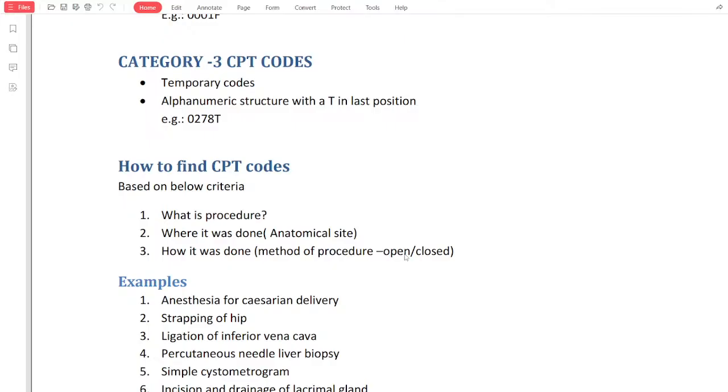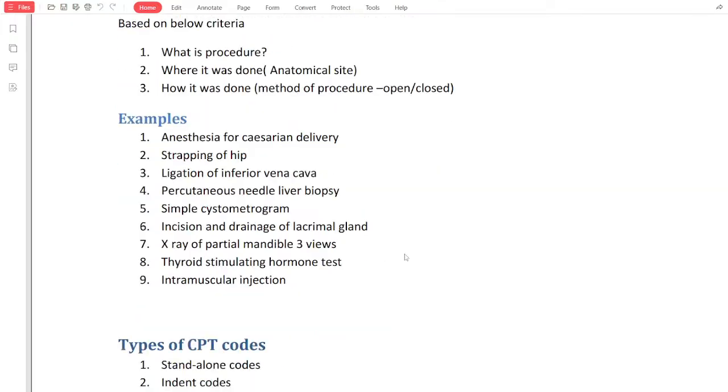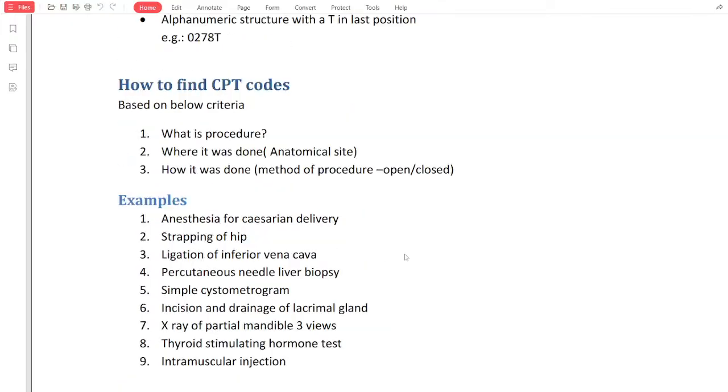Understand the procedure, and second is the anatomical site and method, how it was done. Is it an open procedure or closed procedure, whatever the procedure was? So identify the method of the procedure. Clear? Here are some examples. Try to find the code for these things.